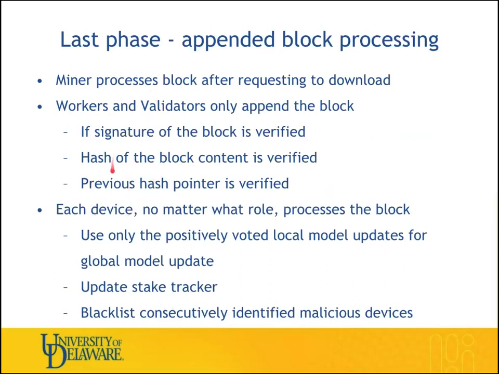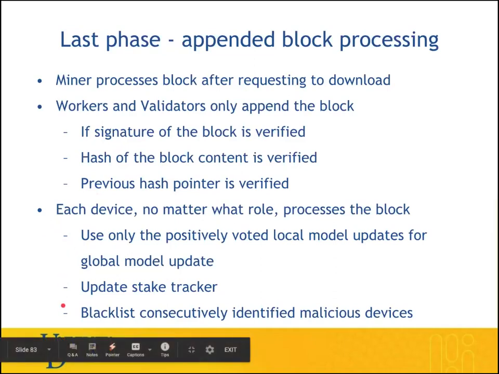If they are all valid, the worker or the validator would append this block to its blockchain and start processing it. Block processing includes these 3 important things. First, they will use only the positively voted local model updates for global model update. Second, they will update their stake tracker. And at the last, which is also the third part of the validation mechanism, they would do blacklisting.